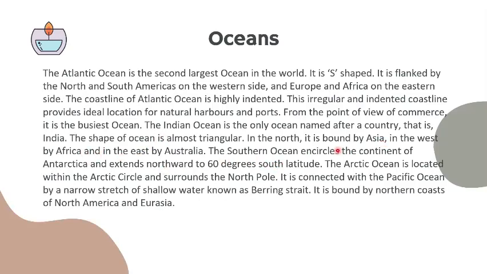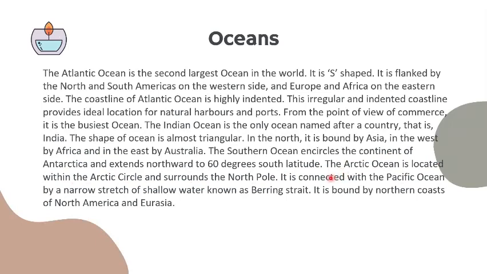The Southern Ocean encircles the continent of Antarctica and extends northward to 60 degrees south latitude. So the Southern Ocean encircles the continent of Antarctica and extends toward 60 degrees south latitude. The Arctic Ocean is located within the Arctic Circle and surrounds the North Pole.